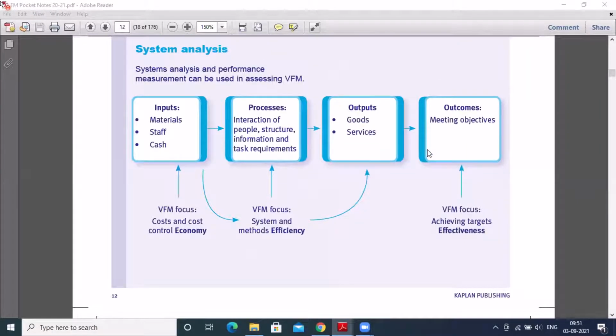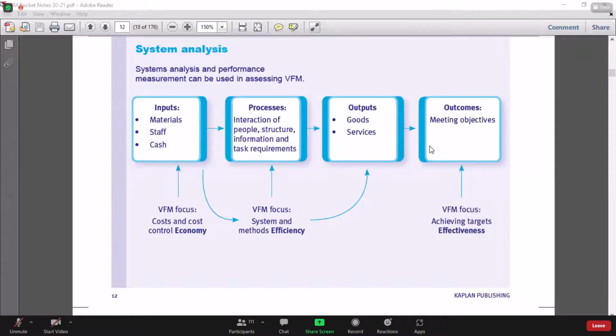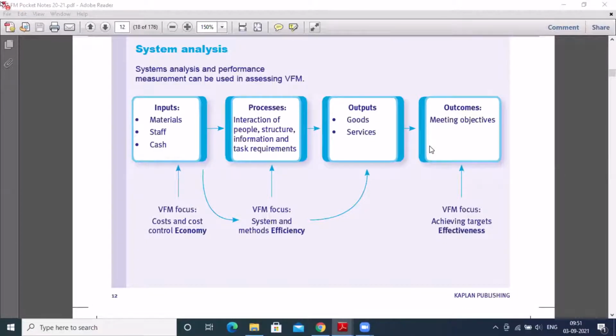So the last one here, system analysis. In order to know the value for money, we generally go with the system analysis. System analysis and performance measures can be used in assessing value for money. There are four important components to be considered in system analysis. The first component is input, the second is the processes, how it is processing, the third is output, and the next is outcome.